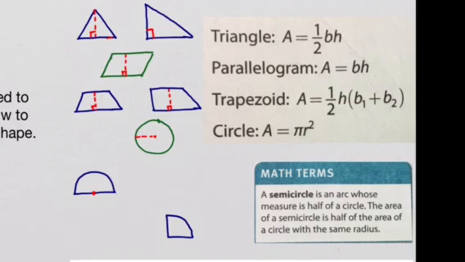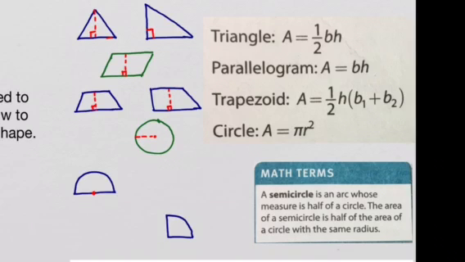Because base 1 and base 2 are in parentheses, we have to find out what those are first and add them together before we can multiply by the height and by 1/2. So remember, you have base 1 and base 2. On the right, you have base 1 and base 2. And notice the height is the distance between those two bases.